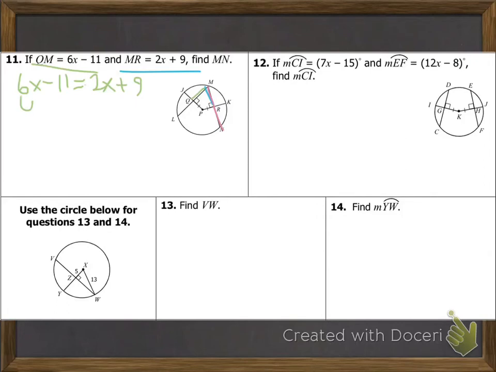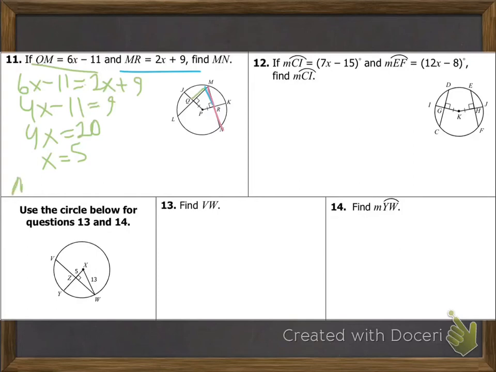Subtract 2x from both sides, and you're going to have 4x minus 11 equals 9. Add the 11, and you're going to have 4x equals 20. Divide by 4. X is equal to 5. All right, and now you can figure out what MR is going to be and double it.